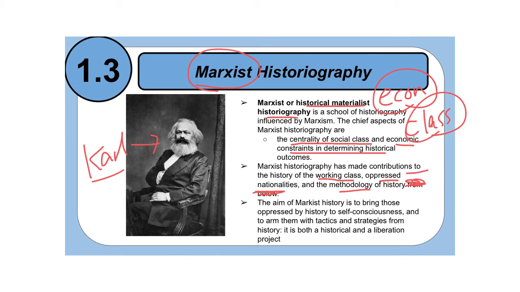So it's not just that we never learned about the poor. And as a result of that, we've started branching out and learning about different oppressed people. We're looking at different subsets of society, like the history of the LGBTQ community, the history of Middle Eastern and North African Americans, etcetera. The aim of Marxist history is to bring those oppressed stories to self-consciousness, and to arm them with tactics and strategies from history, which is both historical and a liberation project.